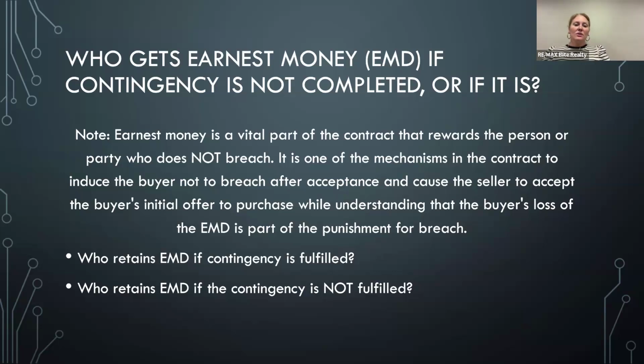And then who retains the earnest money if the contingency is not fulfilled? If the contingency is not fulfilled, then the buyer or seller, whichever one wanted the contingency, is likely in breach. That means the other party would be the one to get the earnest money. But we would have to write that out in the contingency. Does anyone have any questions?